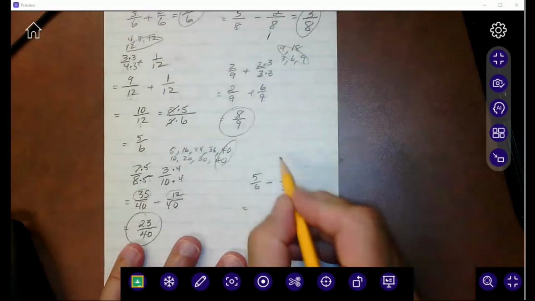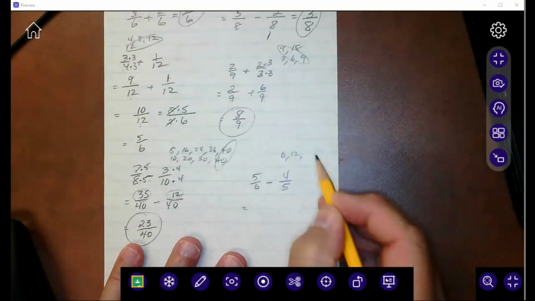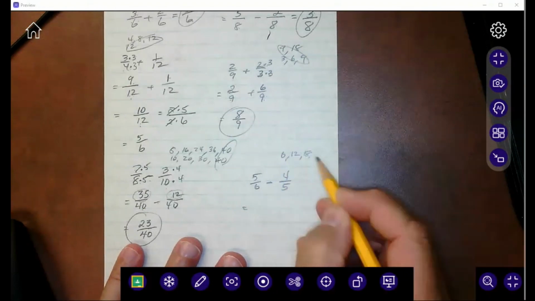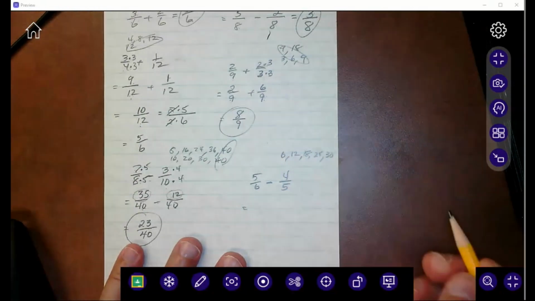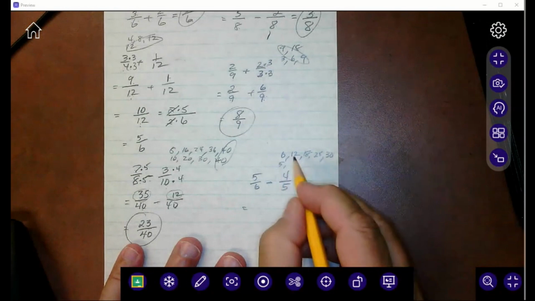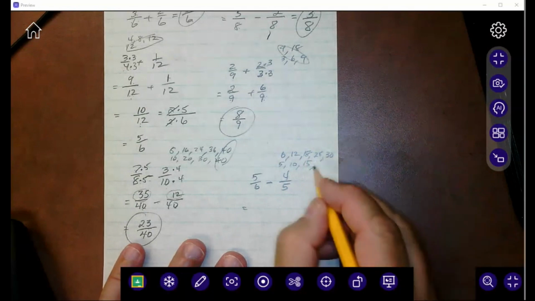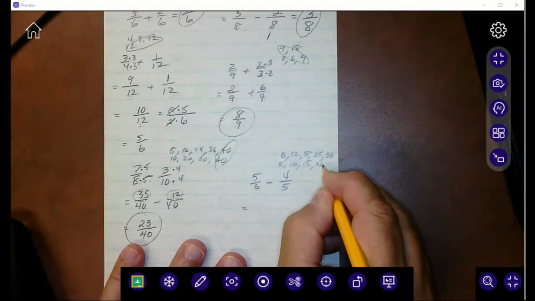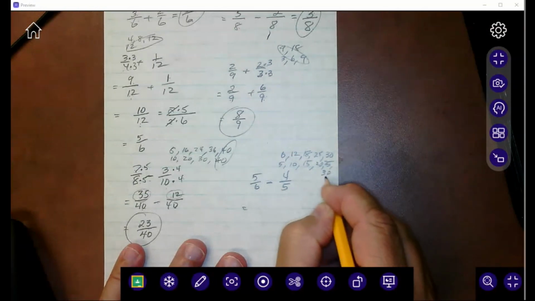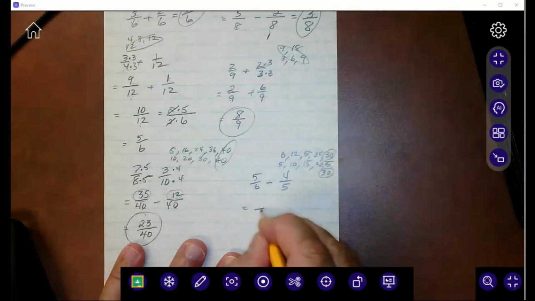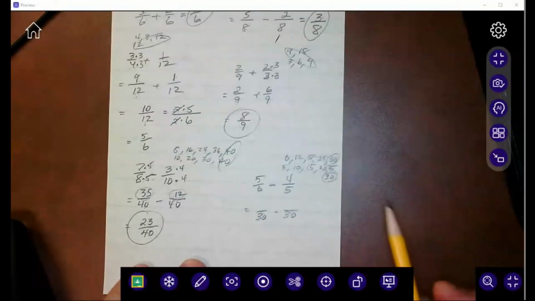Let's see how we did it. For 6, we take 6 times 1 and get 6, 6 times 2 is 12, 6 times 3 is 18, 6 times 4 is 24, 6 times 5 is 30. 5 times 1 is 5, 5 times 2 is 10, 5 times 3 is 15, 5 times 4 is 20, 5 times 5 is 25, 5 times 6 is 30. So our least common denominator is 30.